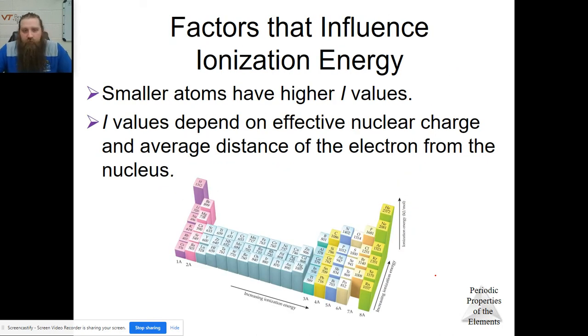Now, there are a lot of different things that influence ionization energy. The smaller atoms have higher ionization energy values because of the greater effective nuclear charge. There's less shielding going on, so there's greater control by the nucleus, that positive charge. You can see that helium definitely has the highest ionization energy. Remember, helium is 1s2. It's super stable. It's happy. It does not want to give up that electron.